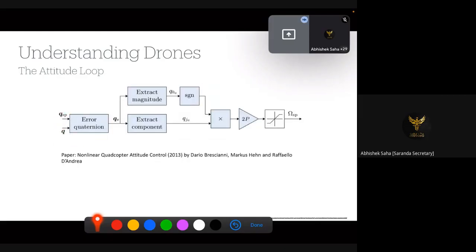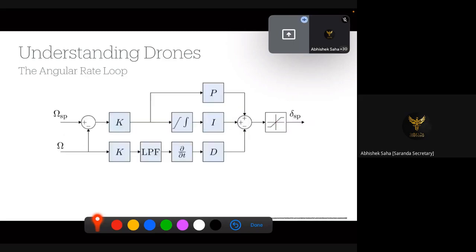Similarly for the attitude loop, you have the quaternion set points. You have the desired quaternion, which goes through the error quaternion calculation, generates the quaternion error, from where we extract the scalar and the vector part, and depending on the algorithm that we have used, it generates the attitude angular rate control set point. So this omega SP is something that goes in actually here in the angular rate loop.